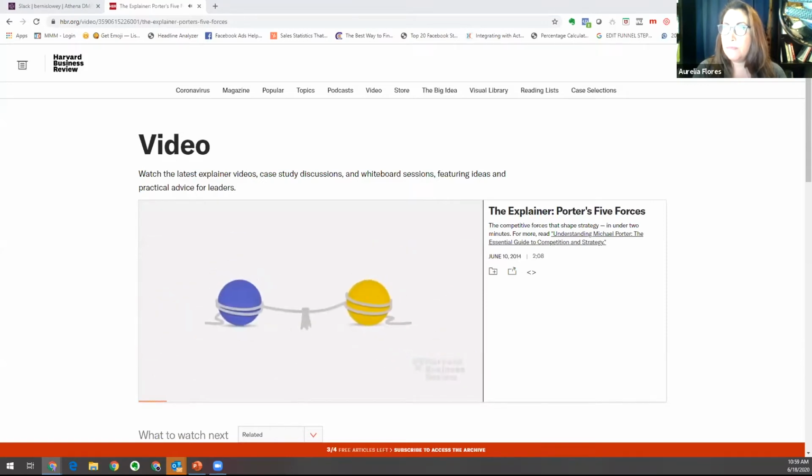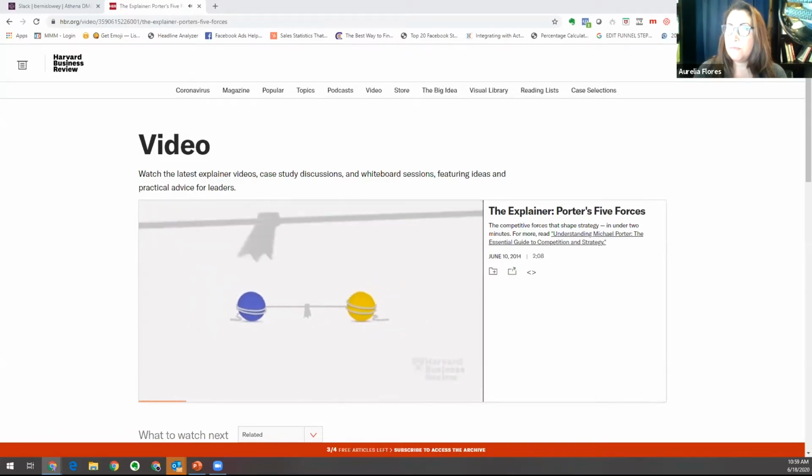Most people think of business competition as a tug of war between rivals, with each competing for more sales or market share. But according to Harvard Business School professor Michael Porter.